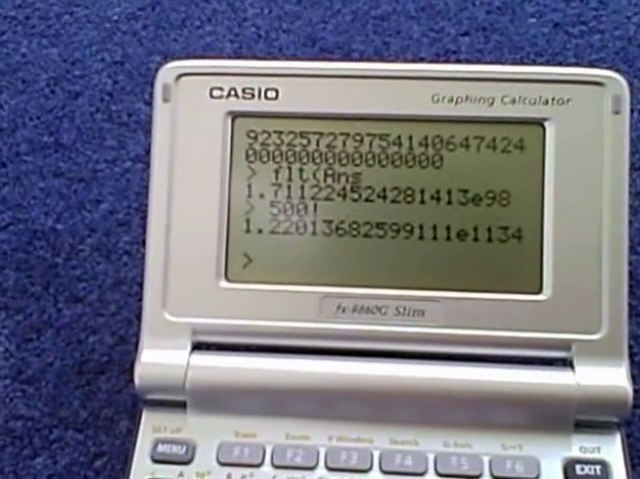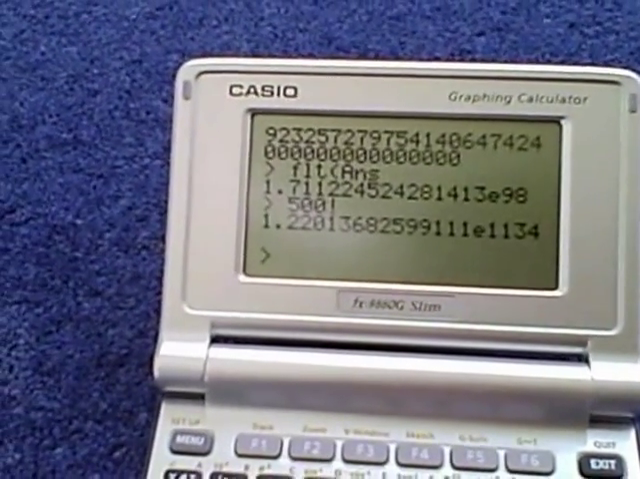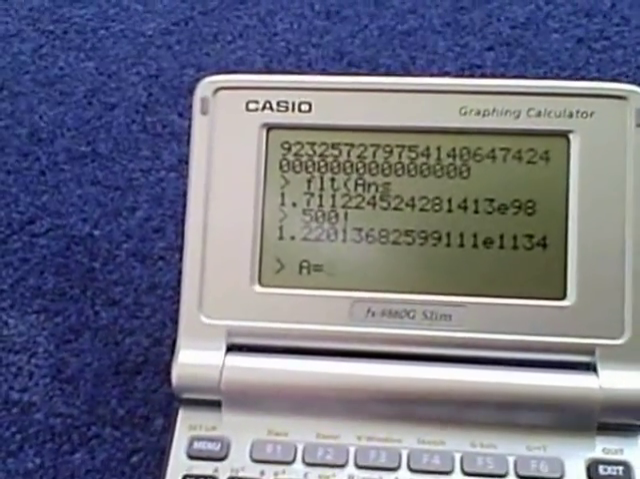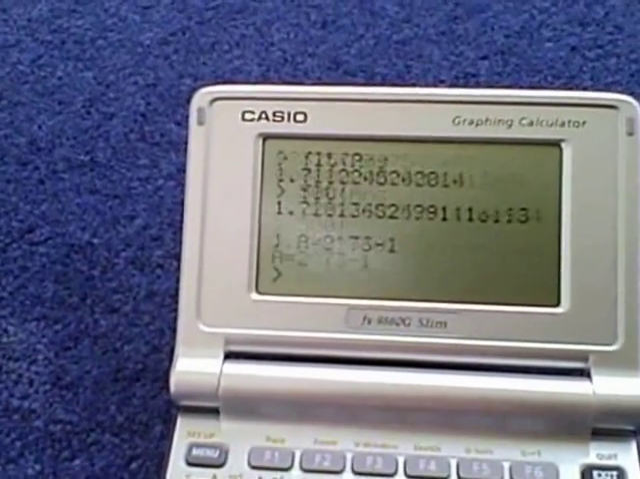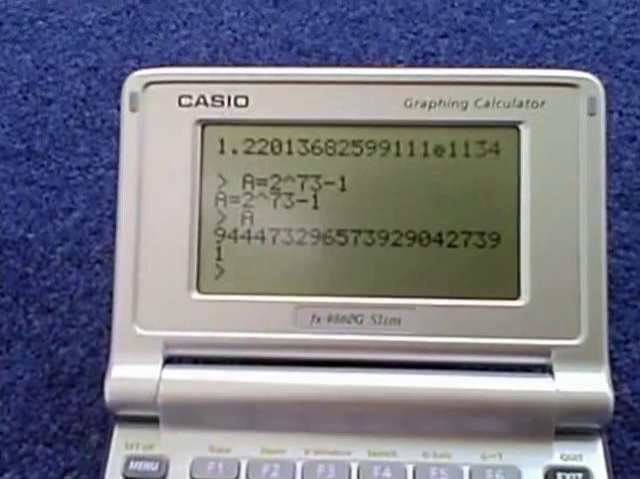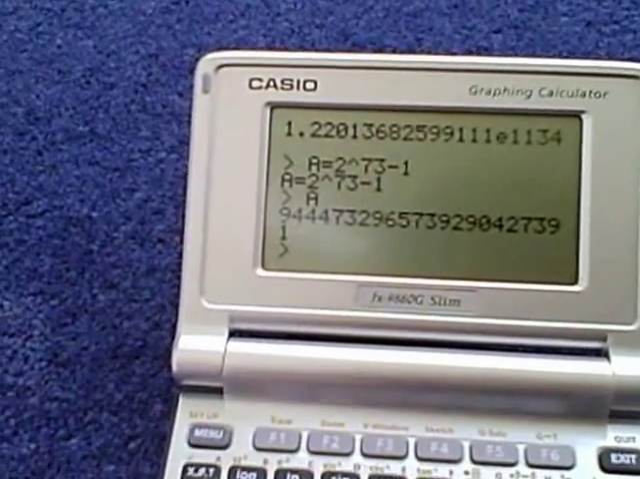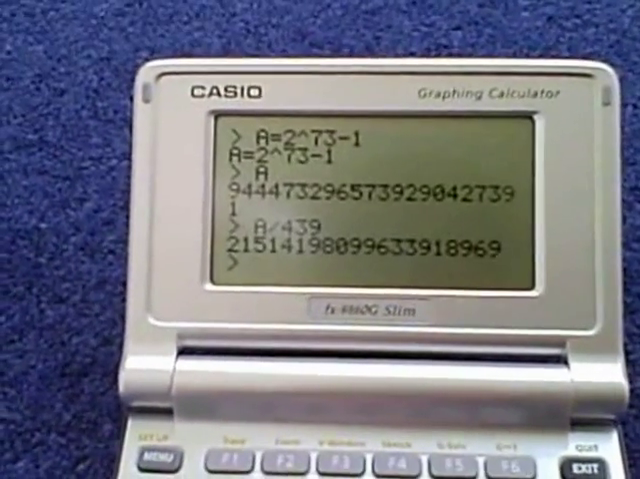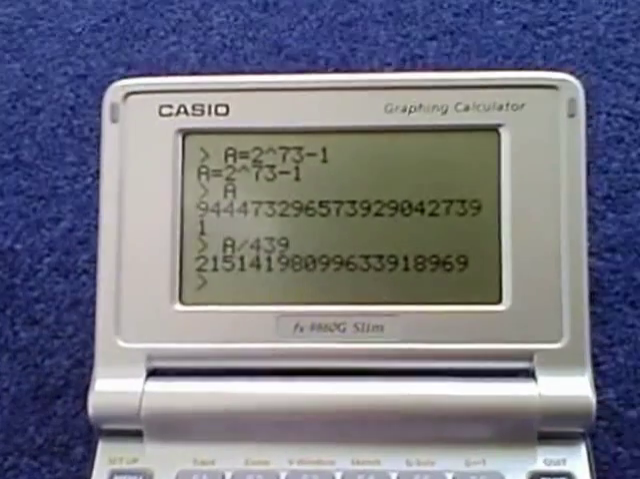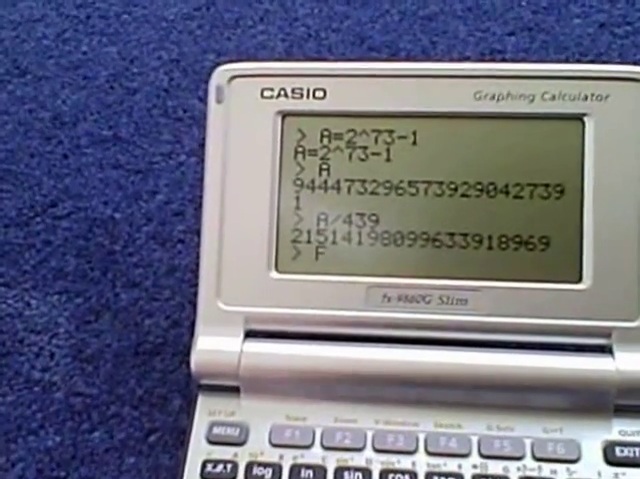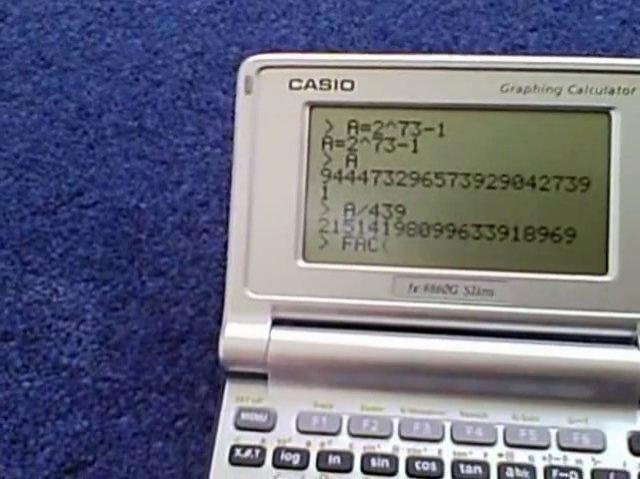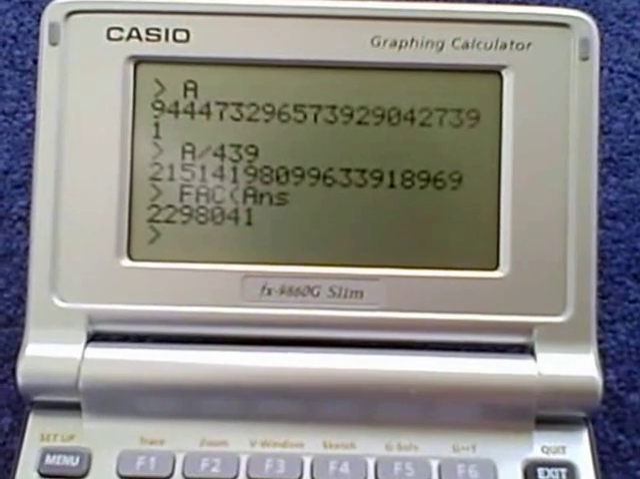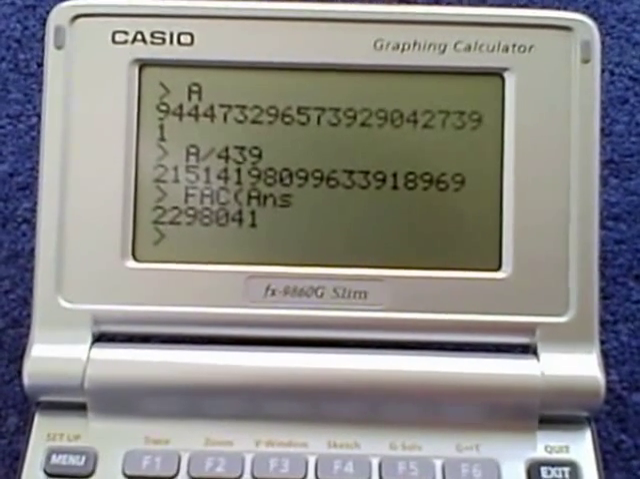We can also do operations with integers. We'll assign a to 2 to the power of 73 minus 1. Let's see that number. Now I happen to know it's divisible by 439. A divided by 439. But what are the other factors? Let's find one of them. FAC, answer. And after a small delay, we'll see 2298041.